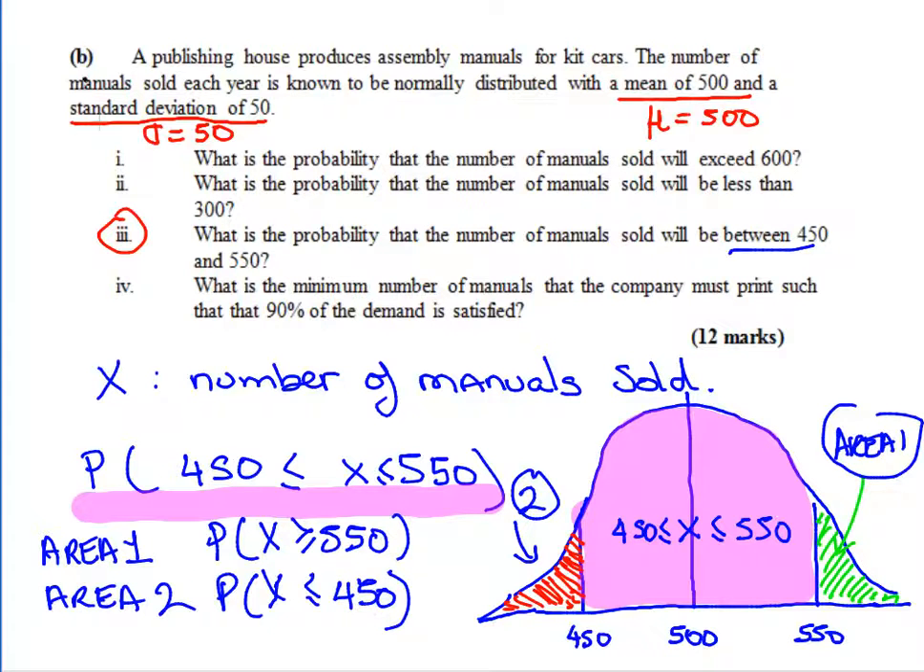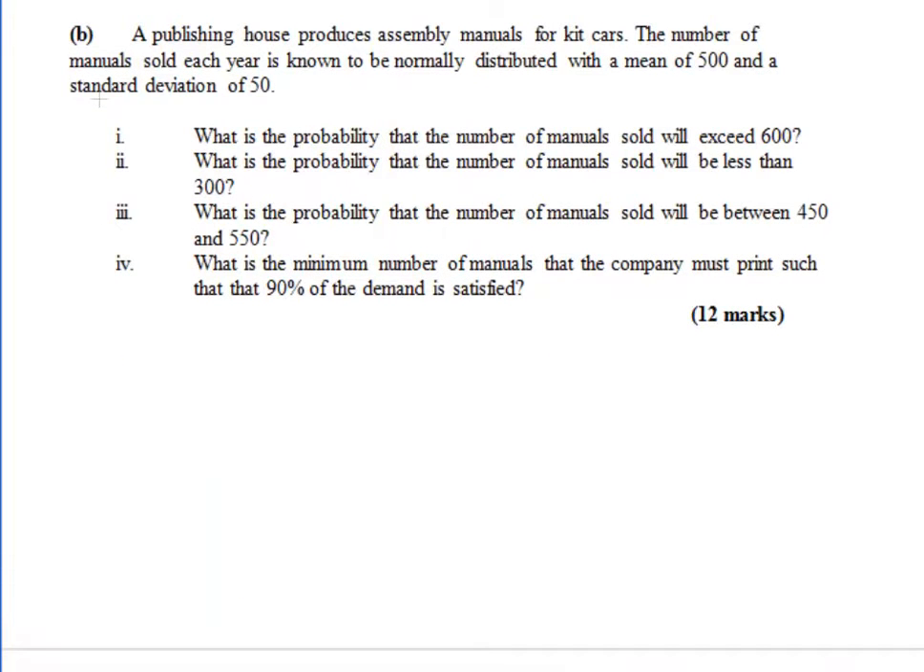Okay, so we have to find these two regions here. Actually, I'll put a bit of color coding in. So this is the green area, and this is the red area, just to help us visualize and get a proper sense of what we're doing. So I'm going to move to the next slide, and we look at the probability of x being greater than 550. We'll do the first one, area 1, next.